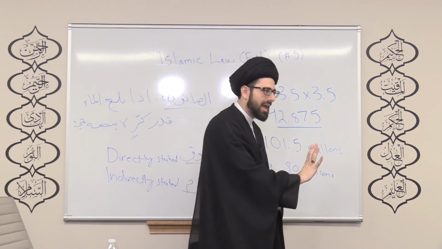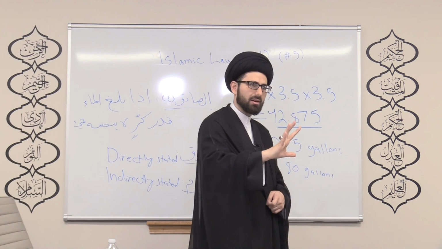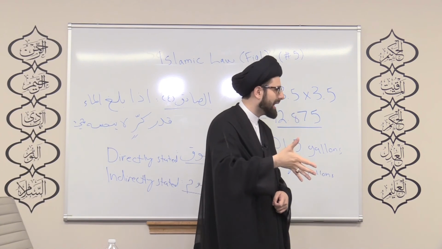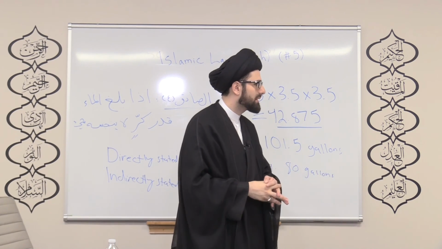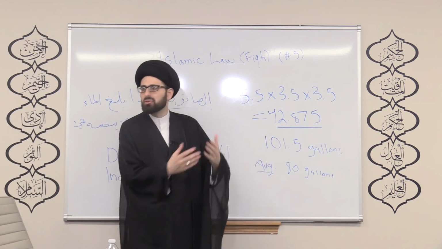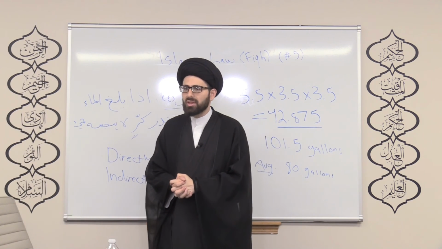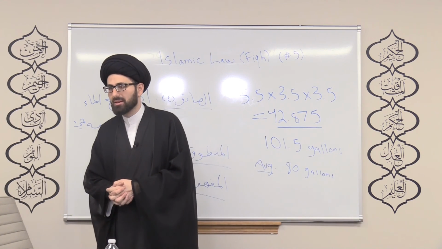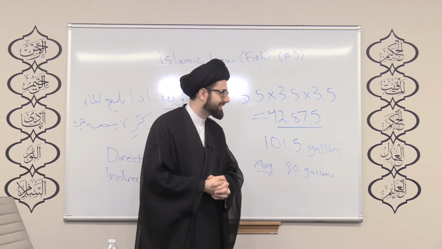See if the length is 3.5 shibrs, and the height is at least 3.5, and the depth is at least 3.5. Then you're sure you've got at least a volume of 42.875. You can consider that to be Korr. Now you could say, what if somebody has small hands? Somebody has big hands, right? What do you do in that case?